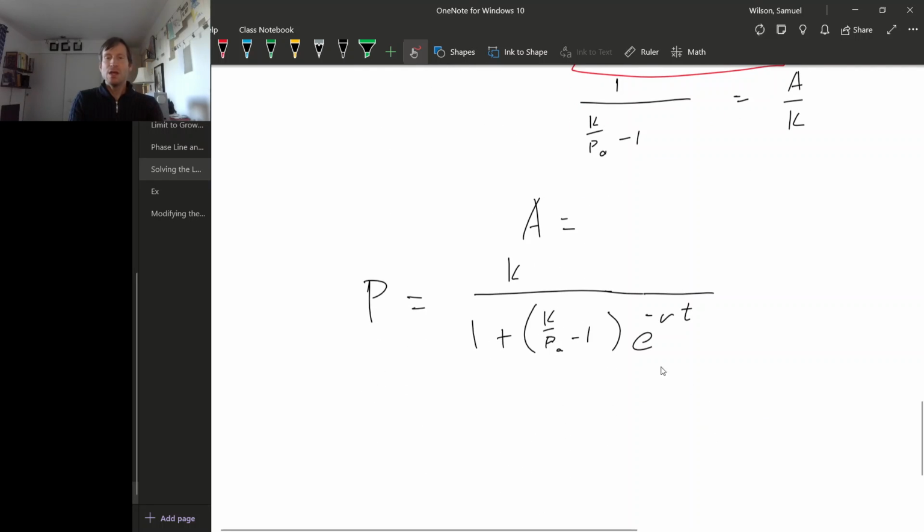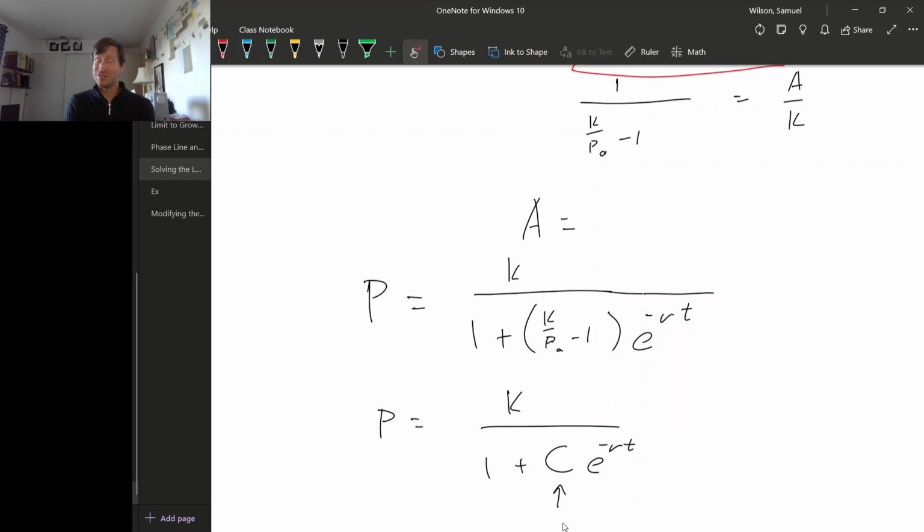Usually in practice, we'll write K over 1 plus some constant times e to the minus rt, and then we'll just use an initial condition to find this constant. But if we really wanted to write this constant in terms of the initial condition, this is the formula that we get. So let's graph this thing to see what it looks like.